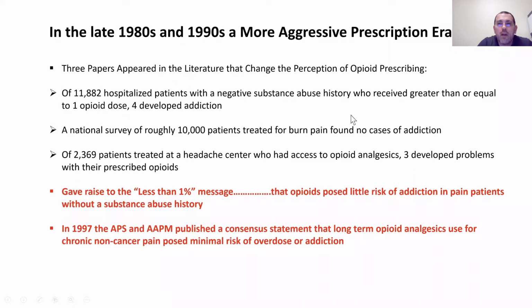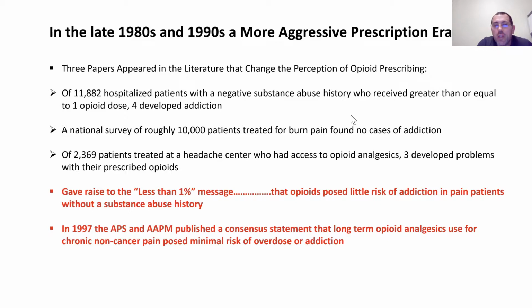So here's a bit of a history here. In the late 1980s and 1990s, a more aggressive prescription era arose. So what do we see? Three main papers came out that appeared in the literature that changed the perception of opioid prescribing back then. One of the papers was of 11,882 hospitalized patients with a negative substance abuse history who received greater than or equal to one opioid dose, and only 4 patients developed addiction. Another one was a national survey of roughly 10,000 patients treated for burn pain. They found no cases of addiction.